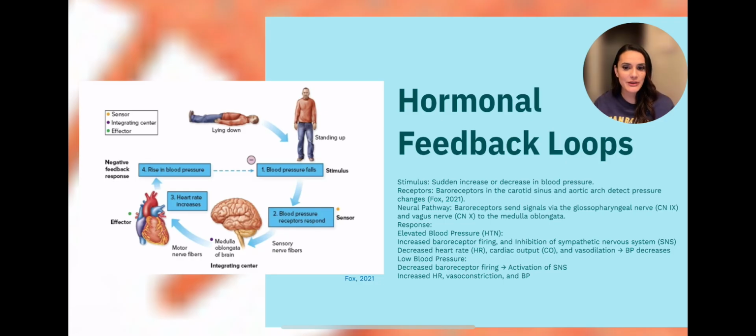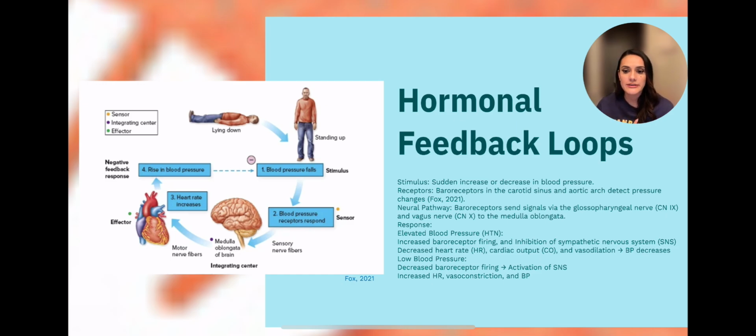And we're all familiar with negative feedback loops. This is a picture I pulled from our textbook. This is a negative feedback loop for blood pressure. The stimulus in this photo would either be a sudden increase or decrease in blood pressure. And the receptors are the baroreceptors in the carotid and aortic arch that detect the fluctuation of the blood pressure.